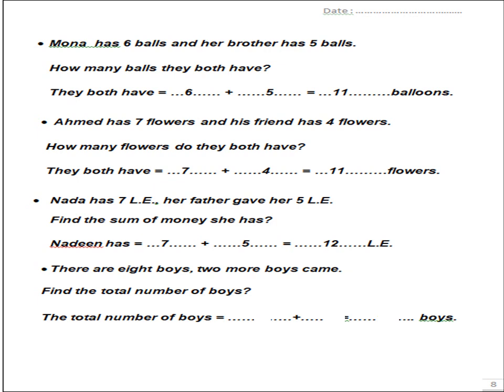There are 8 boys. 2 more boys came. We have 8 and 2 more boys came. How many? Find the total number of boys. The total number of boys here is 8 plus 2. So 8 in your mind, 2 in your fingers, and 8 plus 2 will be 10.